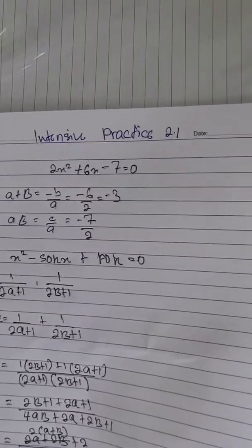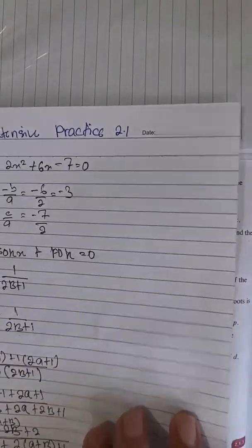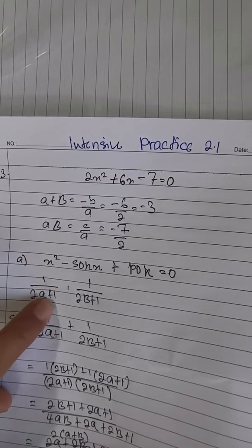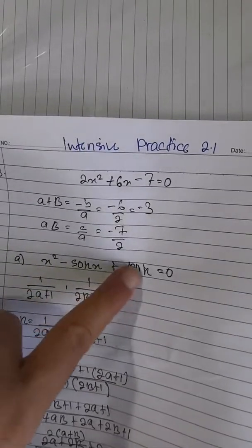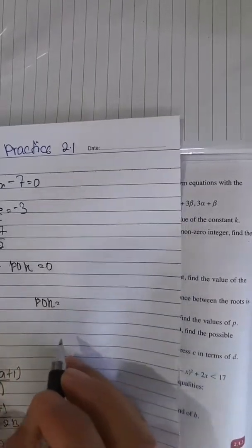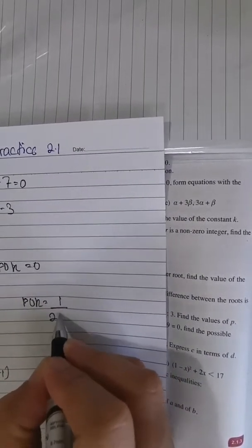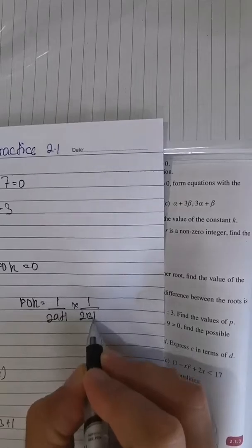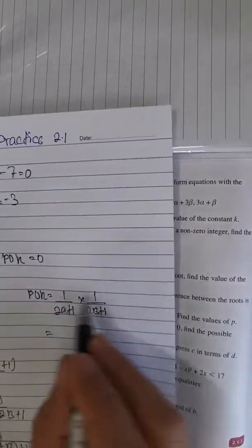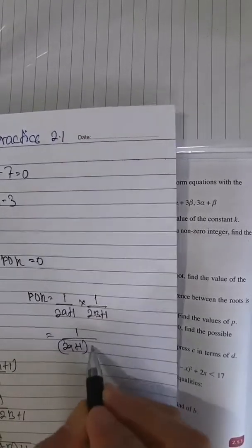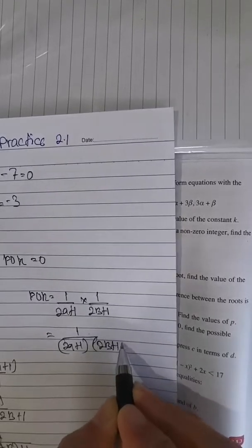So then we find POR. Okay, so the root 1 is 1 over 2 alpha plus 1. To find POR, we multiply these. POR will be the first root, 1 over 2 alpha plus 1, times 1 over 2 beta plus 1. Okay, so 1 times 1, 1. So the answer here will be 1 over 2 alpha plus 1 times 2 beta plus 1.